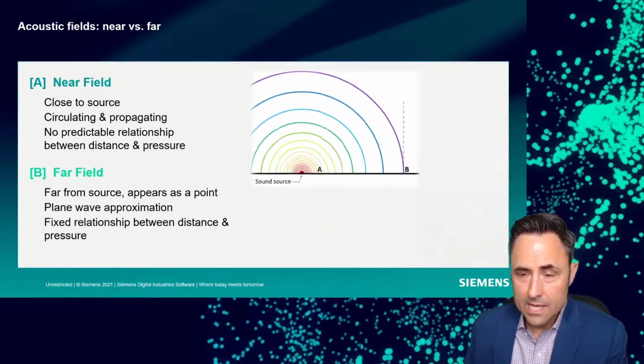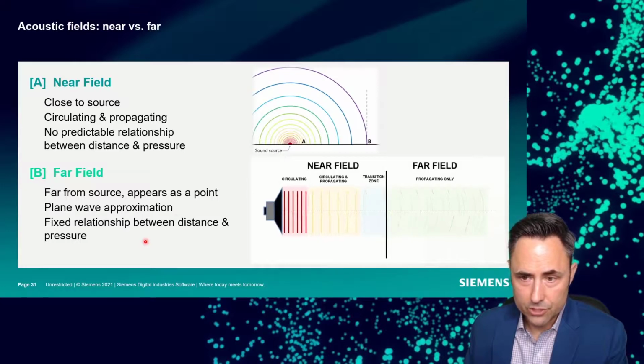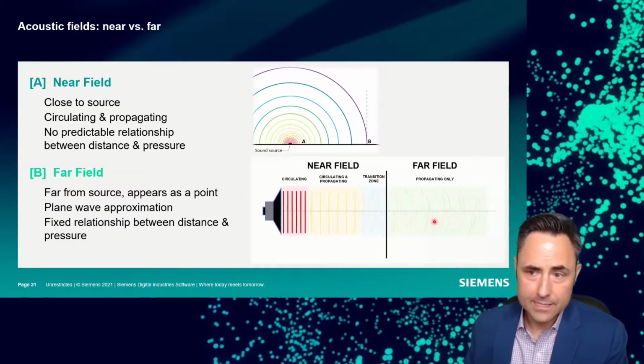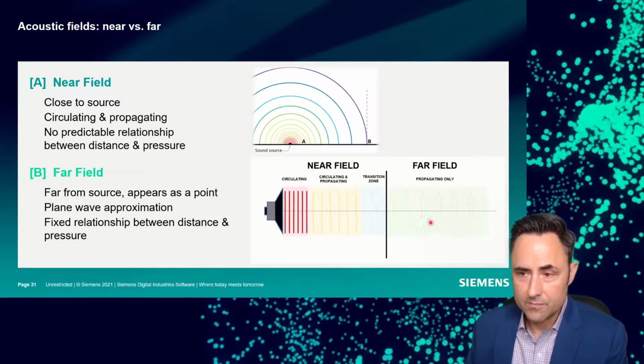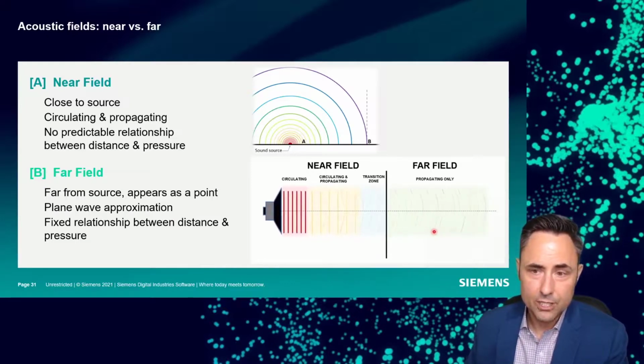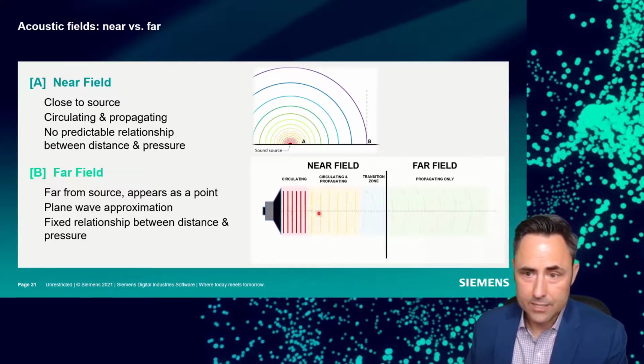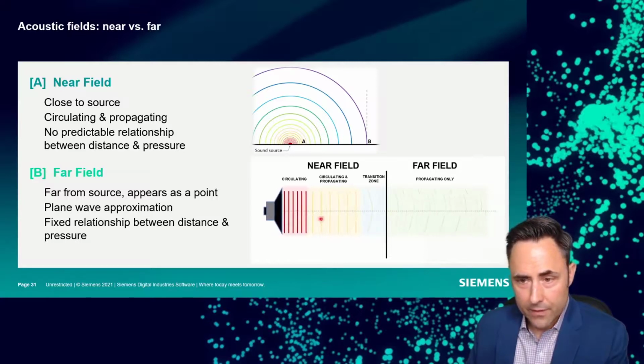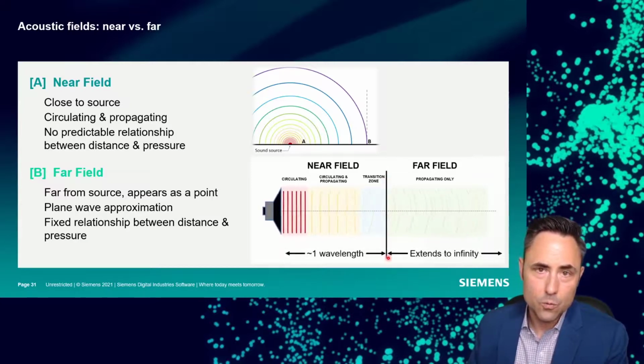Okay, so if we look at this near field and far field a little bit closer, in the far field, the sound only propagates. It's kind of simplified. There's this nice predictable relationship between distance and pressure. In the near field, it's much more complicated. And so we have these circulating waves really close to the vibrating surface of our sound source, where the air molecules are literally trapped and they just move back and forth with the vibrating surface, in this case, like the speaker cone here. Then as we get further and further away, the energy starts to mix, and we have this mix of circulating and propagating. We have a transition zone, and then essentially there's a transition from near field to far field that happens at about one wavelength of sound.